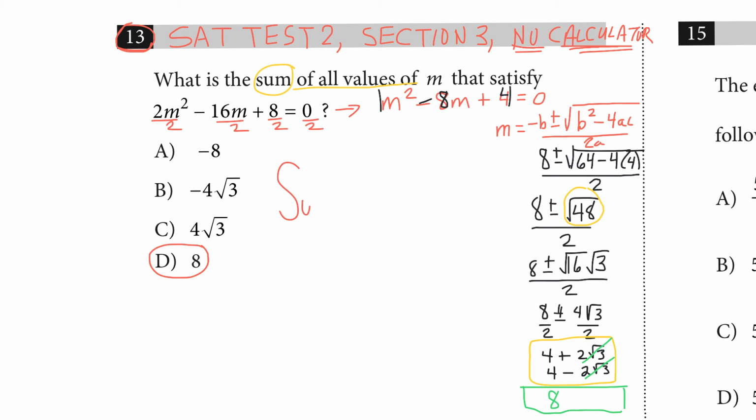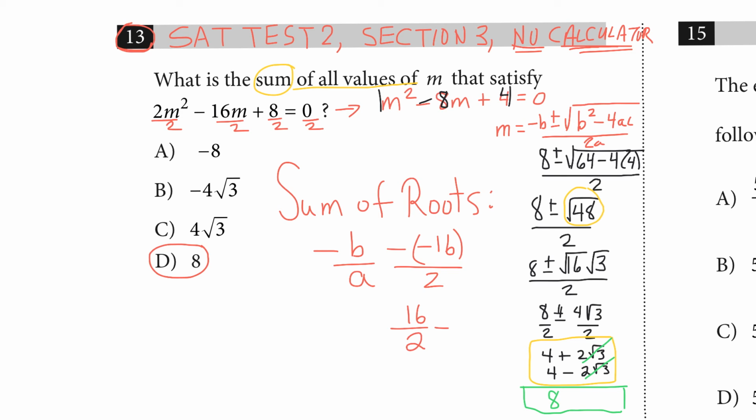The sum of the roots for any quadratic equation is given by the formula negative b over a. Okay, so b is negative 16, so I have negative negative 16 over a, which is 2. So that's just 16 divided by 2, which is 8. And that took me 15 seconds compared to 3 minutes. Booyah! And that is the correct answer.